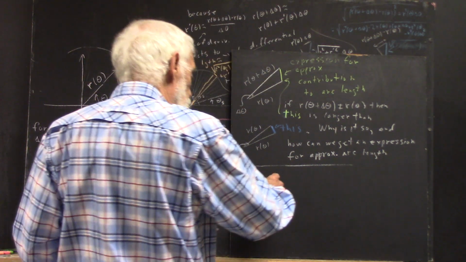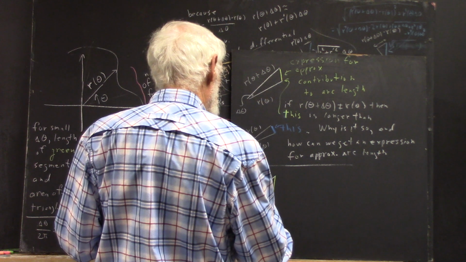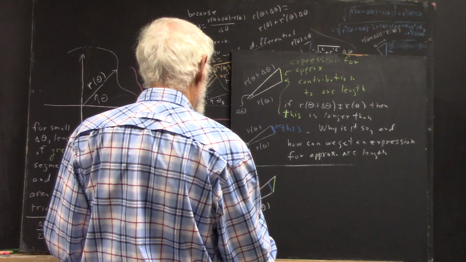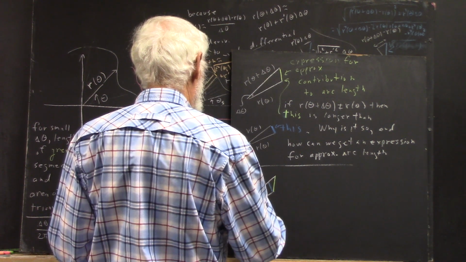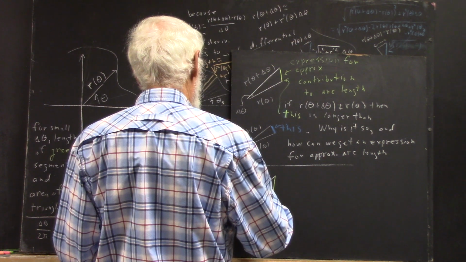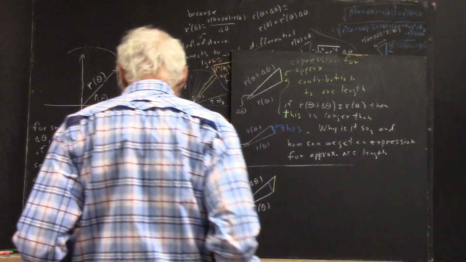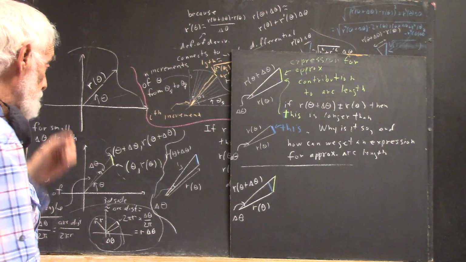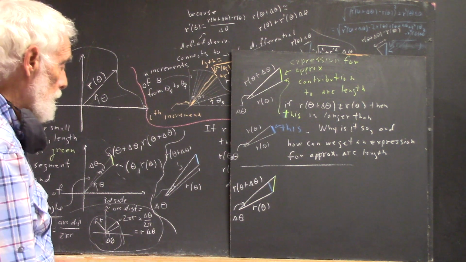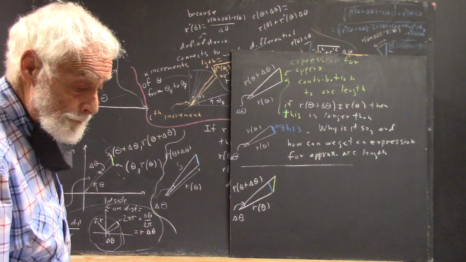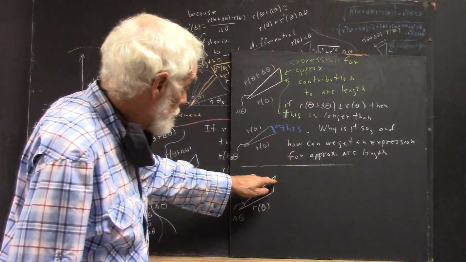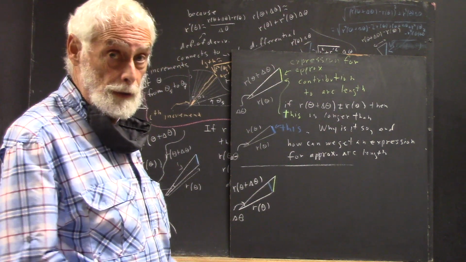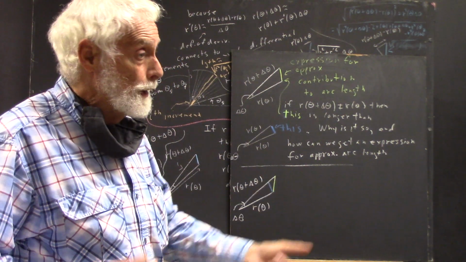express this length in terms of just r of theta, delta theta, and r of theta, r of the quantity theta plus delta theta. You should ponder that. How can we get an expression for this? Now, hopefully you're seeing it, but I'm going to go on now. If you haven't pondered, go away again and ponder some more.